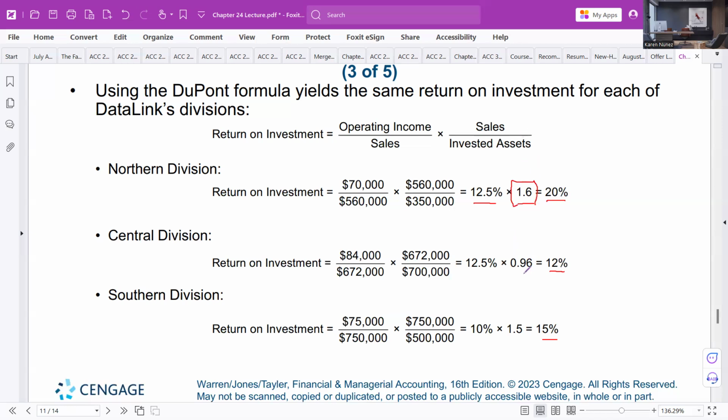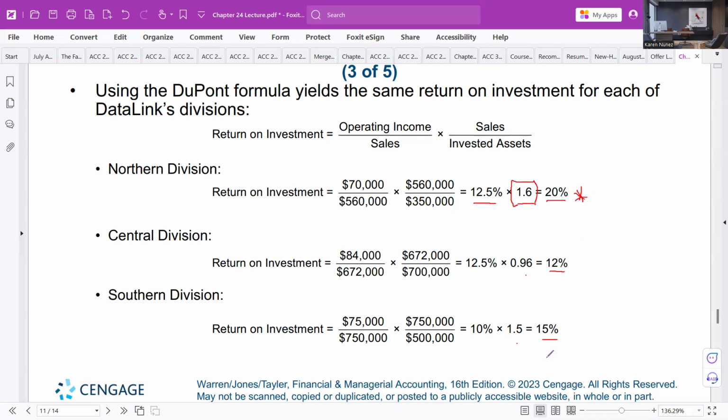That's better than the Central Division. That's better than the Southern Division. And they're actually doing a pretty good job on the profit margin, right? For every dollar in sales, they're generating 12.5% in operating income. That's as good as Central and considerably better than Southern. Put these two together, and that's why this looks so good.